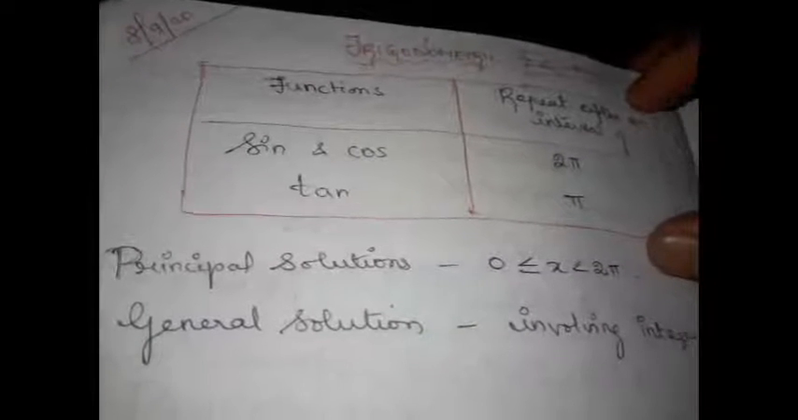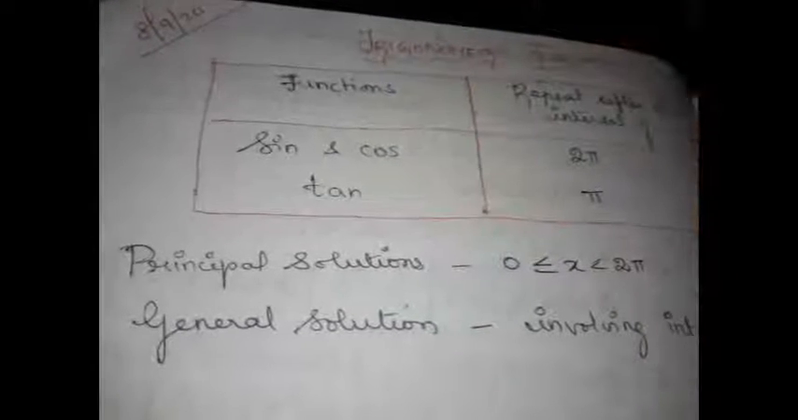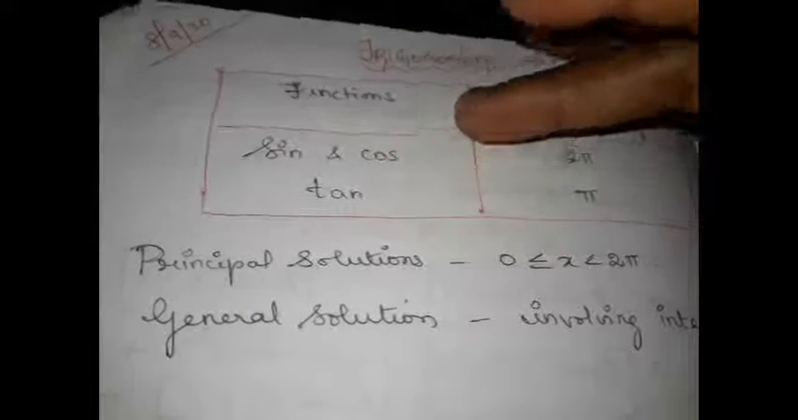We have learnt already when the values of the trigonometric functions will repeat. For cosine and sine functions, the values will repeat after an interval of 2 pi, and for the tangent function the values will repeat after an interval of pi. Hope you remember this. Every 2 pi interval the values of sine and cosine will repeat. Every interval of pi the values of the tangent function will repeat, right?